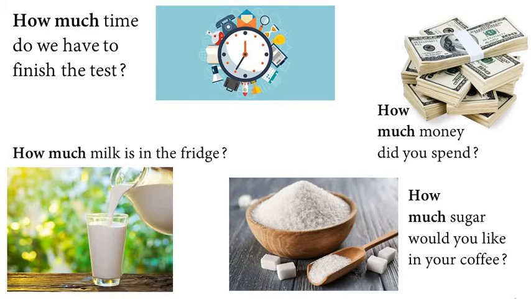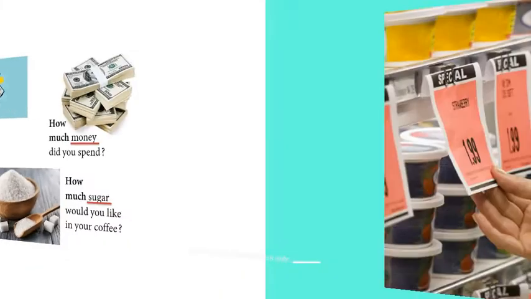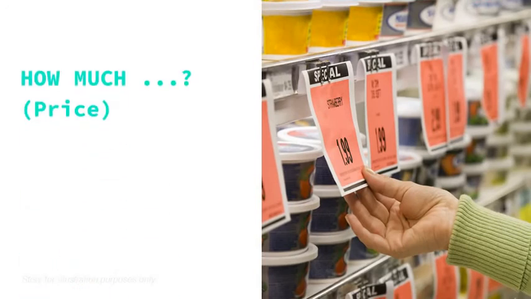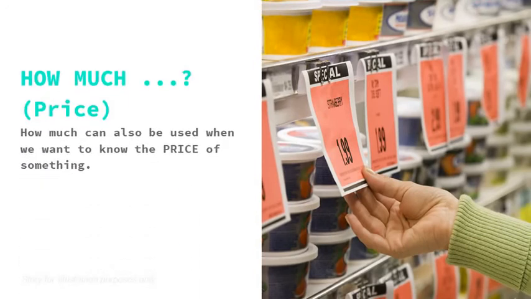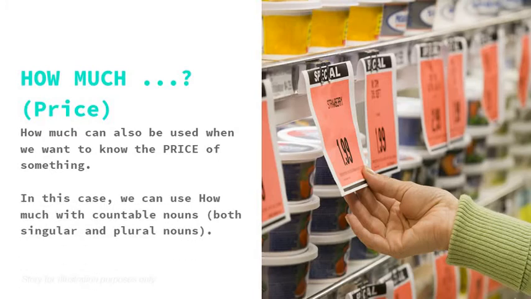Look at it carefully. Time, money, milk, sugar, all these nouns are uncountable. That's why we use how much. Also, we use how much for asking price. For example, in this case, we can use how much with countable nouns, with singular and plural nouns, okay?